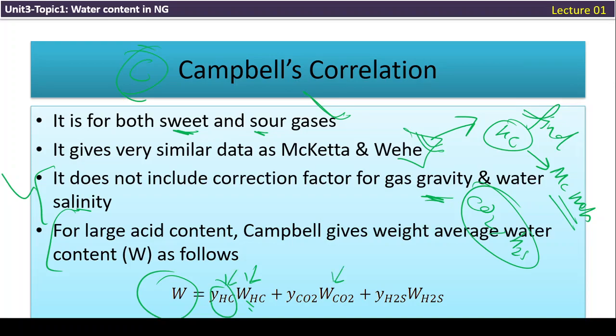Similarly, you have to find out the CO2 water content and then find out the concentration of CO2. Just multiply, and you get the water content due to the CO2. Similarly, the third one is H2S. This is the water content due to the presence of H2S, and the first parameter is the water content due to the presence of hydrocarbon. So in this way, you take all these three values, and you can get the total overall water content of the given natural gas.